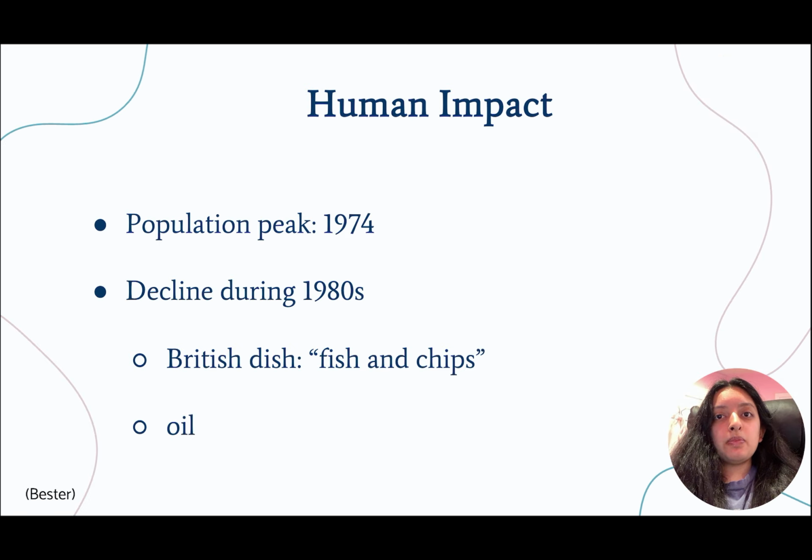Human impact. The spiny dogfish population peaked in 1974, followed by a sharp decline in the 1980s. This species of shark is widely known for its use in the British dish fish and chips and for its oil. It can cause great damage when these are caught in commercial nets.